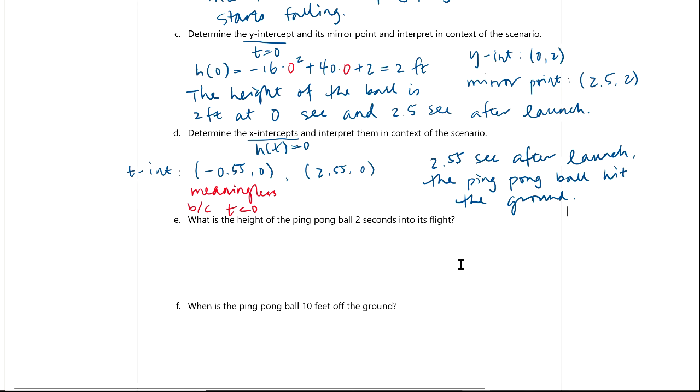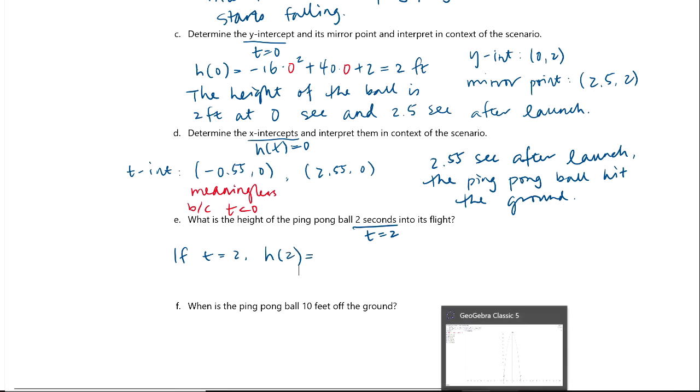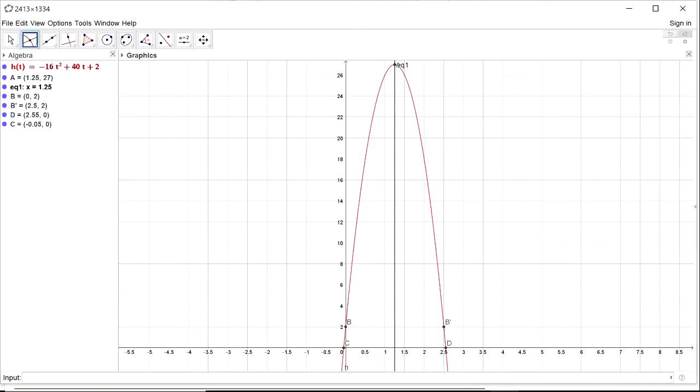And then for part E, if we want to find the height of the ping pong ball 2 seconds into its flight, when we are given this type of scenario, we want to first translate it into the notation that we're using for symbolic representation. So if it's 2 seconds into its flight, because it's a time, that tells me t equals 2 over here. So for t equals 2, we can find h of 2 equals what value, and that would give us the height of the ping pong ball.